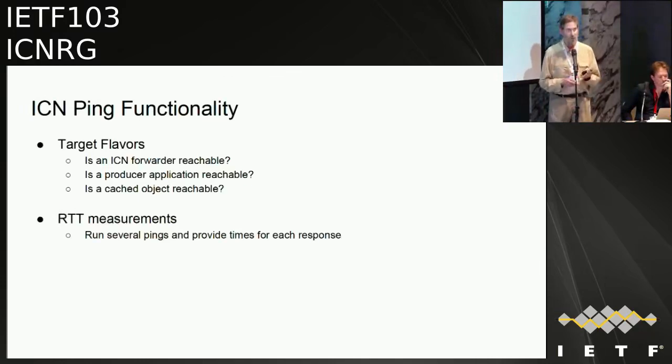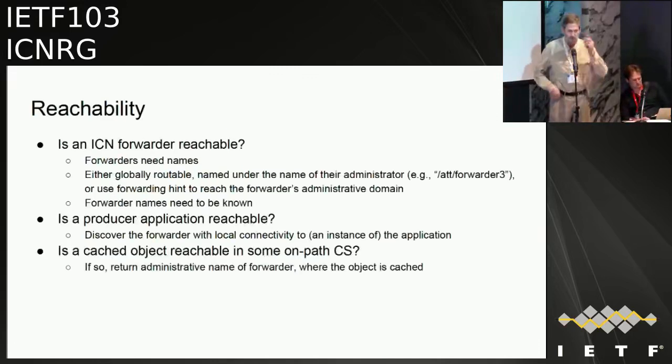So the questions we'd like to ask with this are: is a particular ICN forwarder reachable? Is a producer application reachable? And is a cached object on the path to a particular producer reachable? And in the process of doing multiple of these, just like we can do in the IP world, you can run several of these and get some statistics like average and dispersion on round trip times.